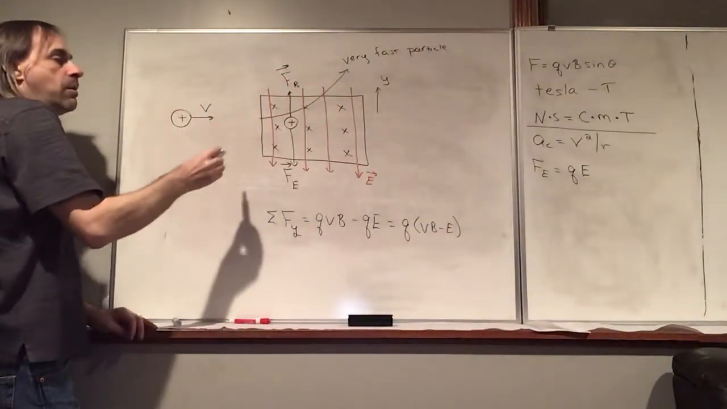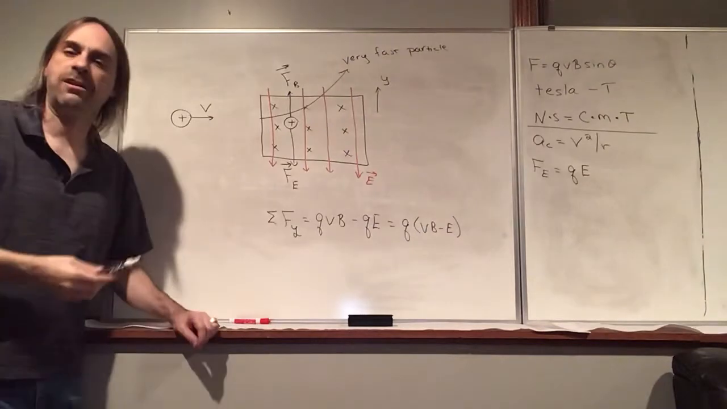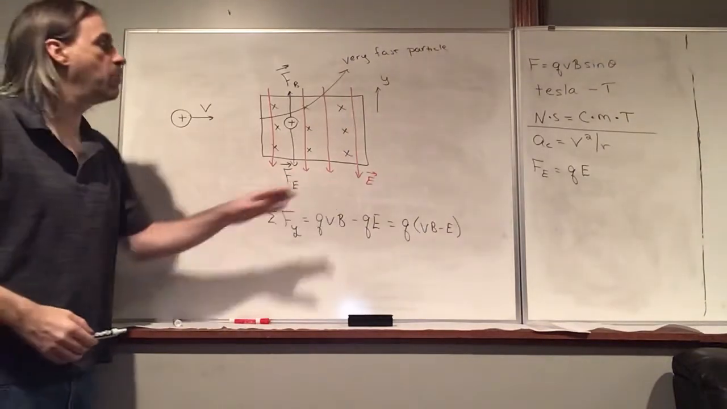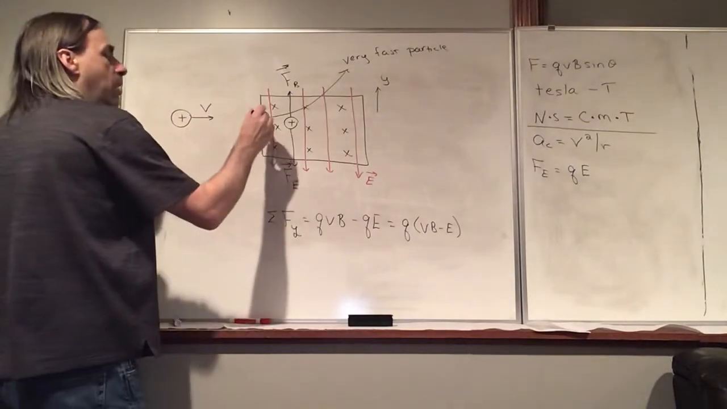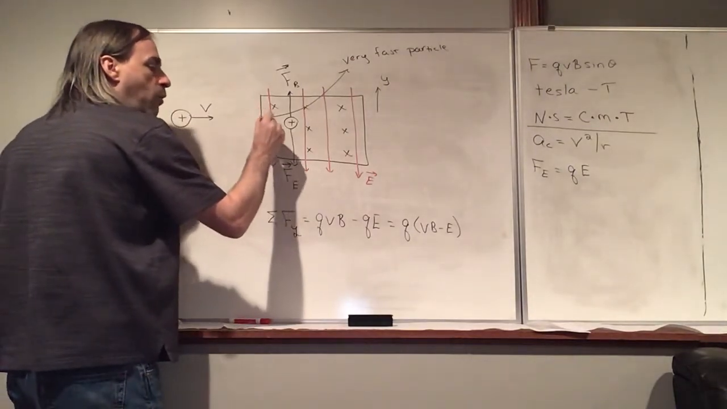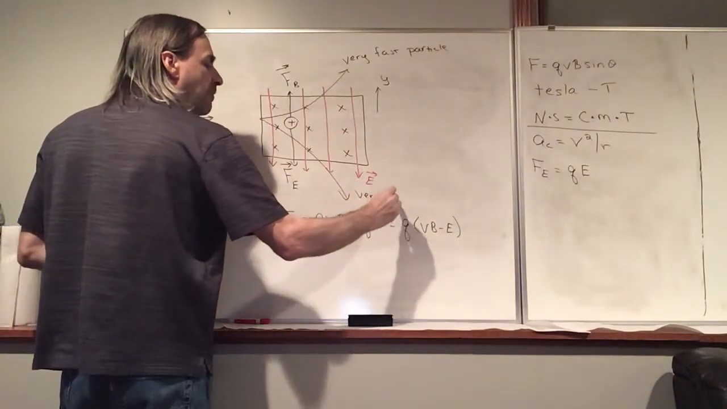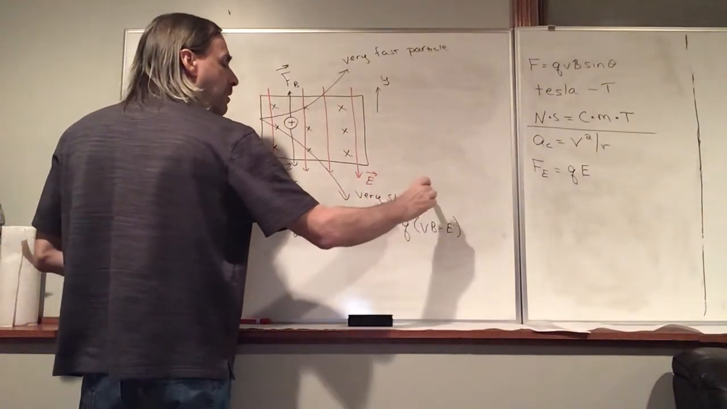Alternatively, if we have a particle that's moving very slow, there's not going to be much of a magnetic force. The electric force doesn't care how it's moving though. And so for a very slow particle, the electric force is going to win. Maybe very isn't the right word.